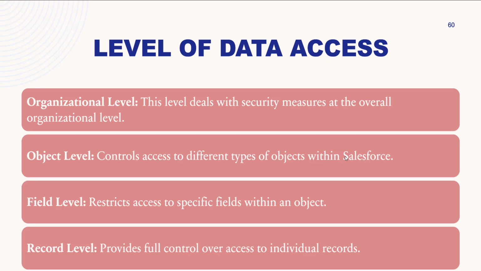Finally, the last one is the record level. It provides full control over access to an individual record. A user can view an object but be restricted to a specific record. For example, a training manager seeing a record of a particular course like Salesforce. And record level implements full control over who can access specific records within an object.